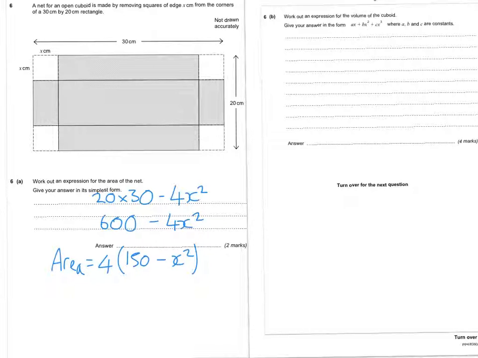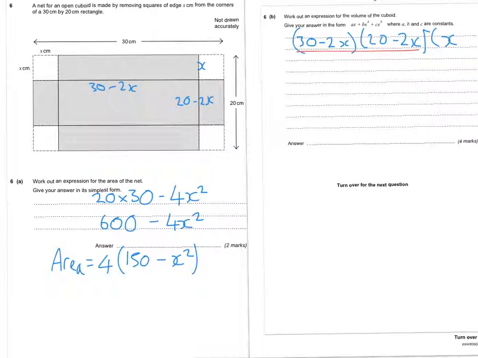Work out an expression for the volume of the cuboid and give your answer in the form ax plus bx squared plus cx cubed, where a, b and c are constants. Okay, so my base is going to be 30 minus 2x. This is 20 minus 2x, and this is x. So 30 minus 2x, 20 minus 2x, and x.